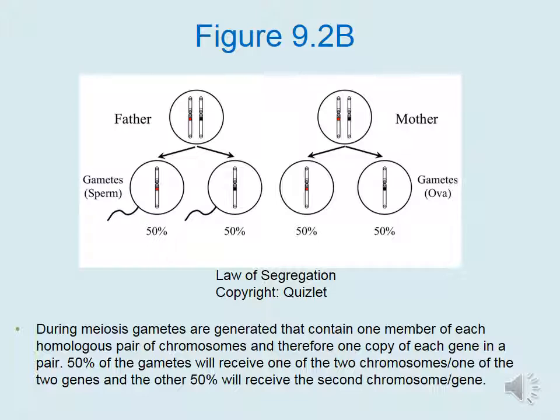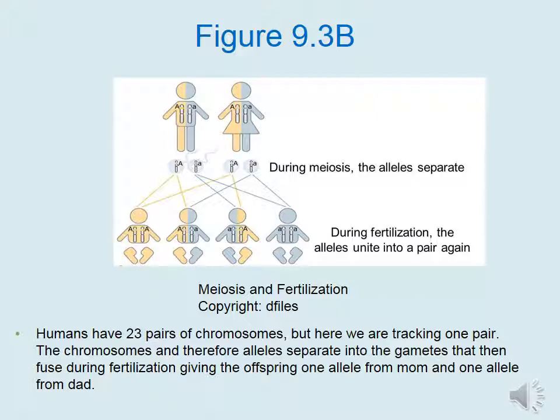During meiosis, gametes are generated that contain one member of each homologous pair of chromosomes, and therefore one copy of each gene in a pair. 50% of the gametes will receive one of the two chromosomes and therefore one of the two genes, while the other 50% will receive the second chromosome and the second gene in the pair. Humans have 23 pairs of chromosomes, but here we are tracking only one pair. The chromosomes and therefore the alleles separate into the gametes that then fuse during fertilization, giving the offspring one allele from mom and one allele from dad.